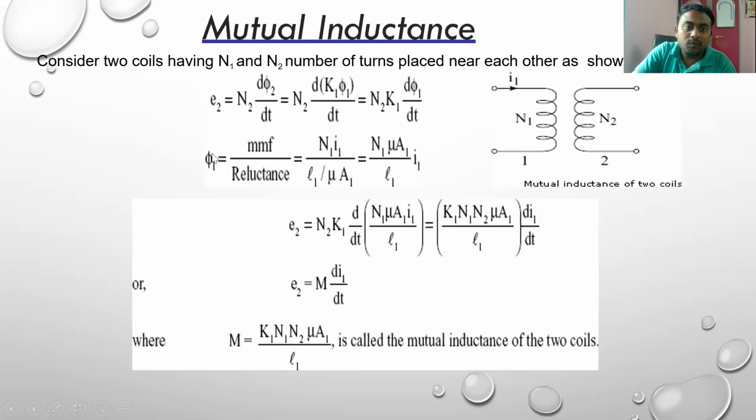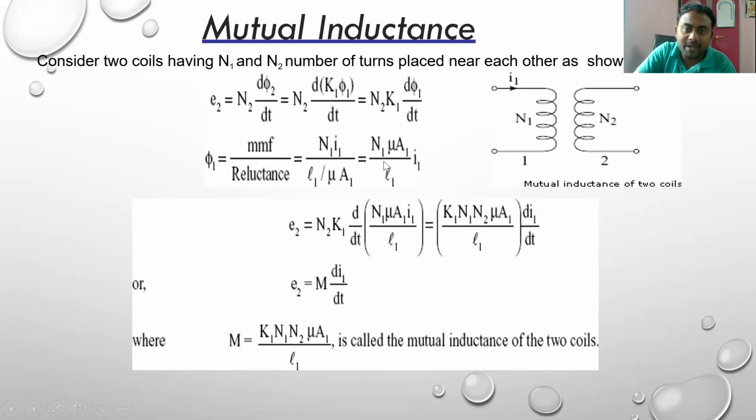We know that flux equals mmf by reluctance. If I denote it with 1, everything will come with subscript 1 only. So the mmf of coil 1 is N1 I1 and the reluctance of coil 1 is L1 by mu into A1. So this will come as N1 mu A1 by L1 into I1.